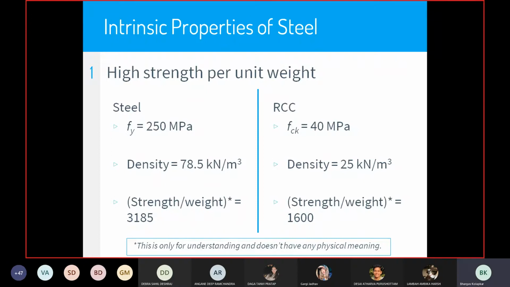It can have a smaller cross section, but it can take more weight. Like it can take more load. Perfect. Very good answer. Can the other person please go on?